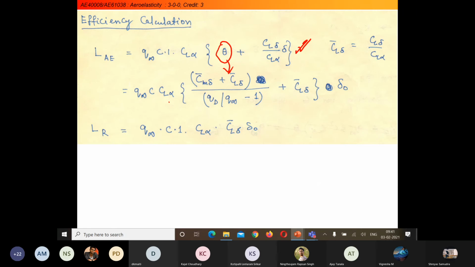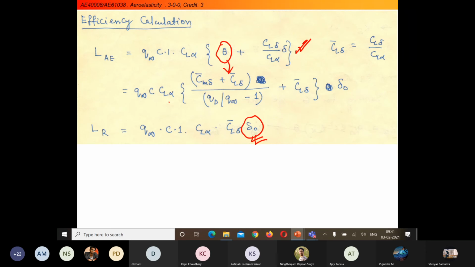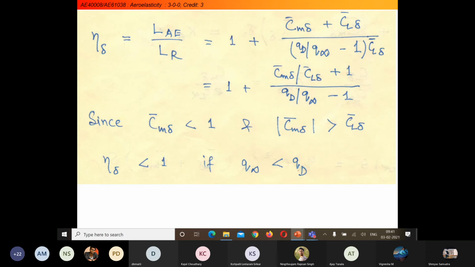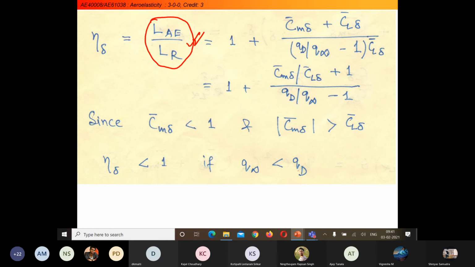When I am considering the rigid lift, I will be taking only the part related to delta naught. So Q infinity c into 1 CL alpha, and I'll be taking this as delta naught. So now I can find out the efficiency, that is due to control surface deflection. What is the efficiency? I'll be taking it as aeroelastic lift divided by rigid lift. If I divide that equation with respect to this equation, you just look at it here.